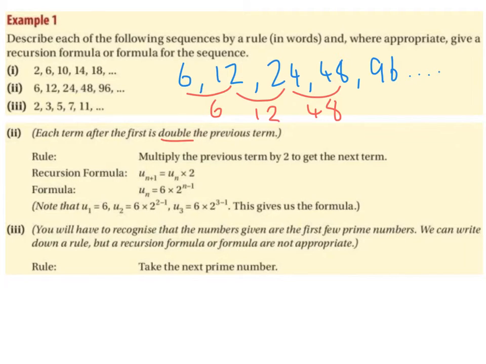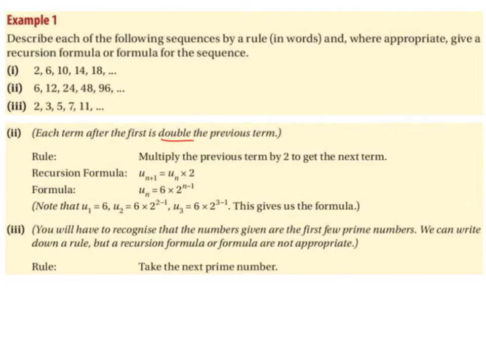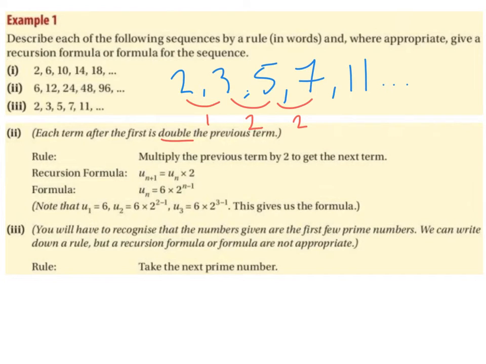So again, we're going to check, well, what's going on between each term. So if I write my sequence out, so I've got 2, 3, 5, 7, 11, dot, dot, dot. And the first thing I always do is see, is there a common difference between each term? To get from 2 to 3 is a difference of 1. From 3 to 5 is a difference of 2. From 5 to 7, a difference of 2. From 7 to 11, a difference of 4. So I notice straight away that my first difference is not the same.